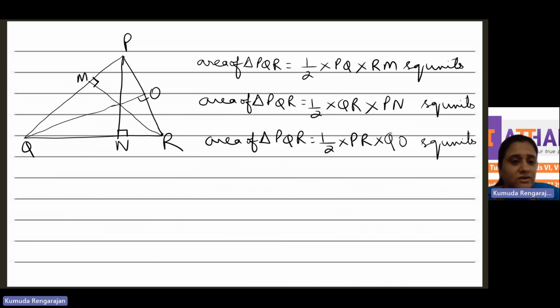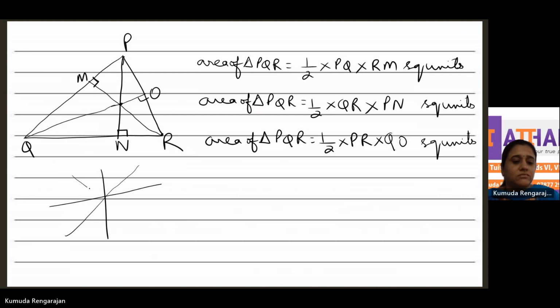Now, on the altitudes, you can see that the three altitudes go through the same point. That is, they have a point like this in common. That's called the point of concurrency. See, when two lines meet, we say they intersect, and the point of intersection. When more than two lines meet, we say the point of concurrency. If 3 lines, 4 lines, 5 lines, 10 lines, 20 lines go through the same point, this point is called the point of concurrency.